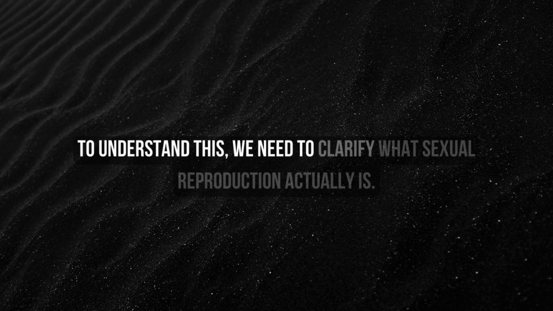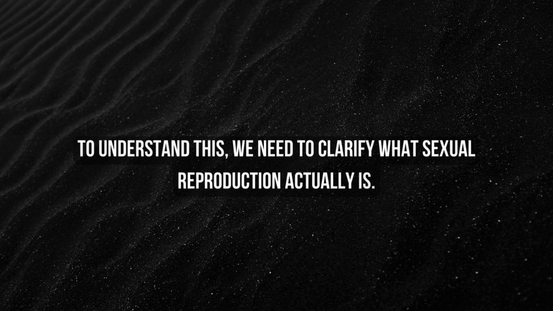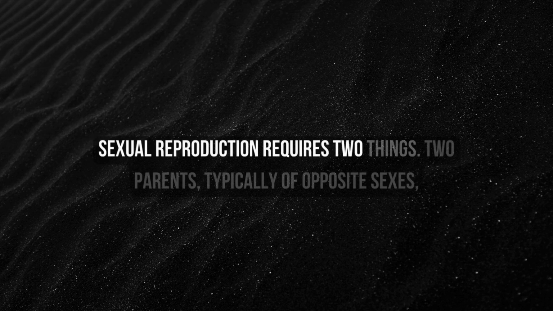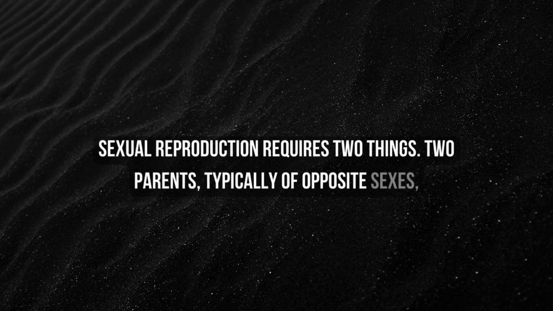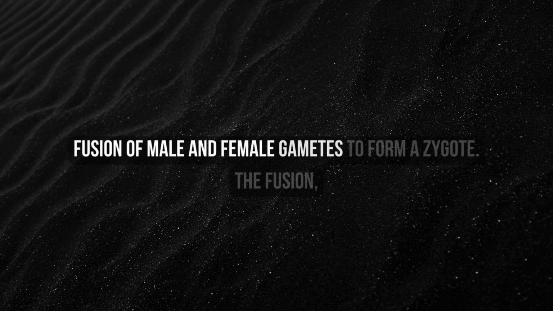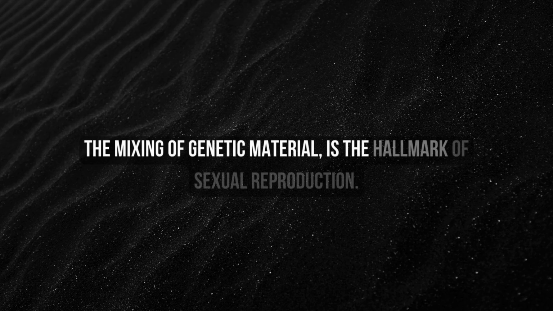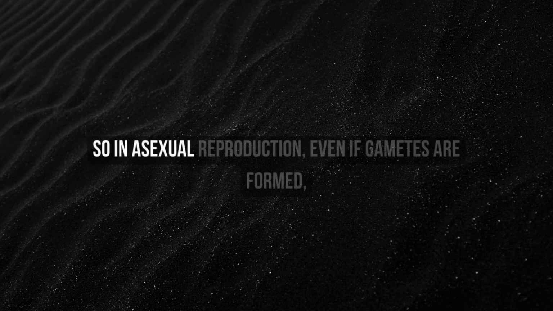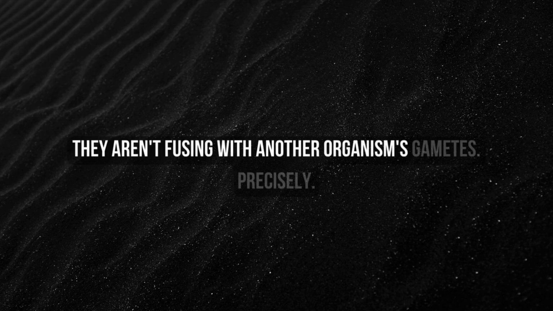To understand this, we need to clarify what sexual reproduction actually is. Sexual reproduction requires two things: two parents, typically of opposite sexes, and the fusion of male and female gametes to form a zygote. The fusion, the mixing of genetic material, is the hallmark of sexual reproduction. So in asexual reproduction, even if gametes are formed, they aren't fusing with another organism's gametes.